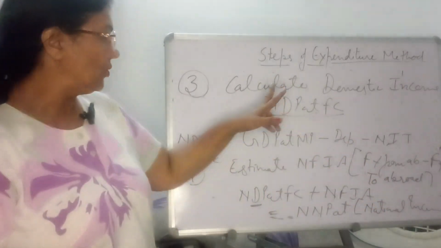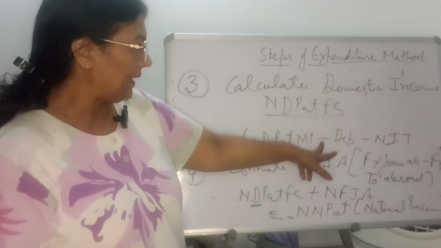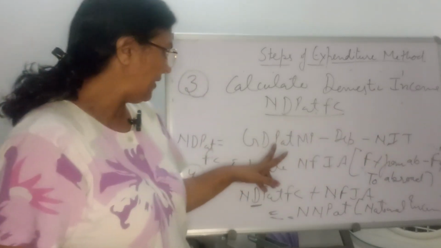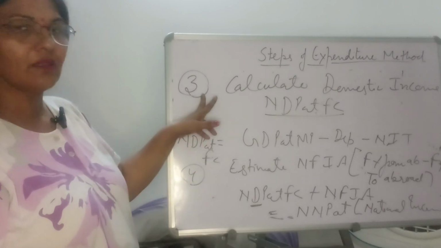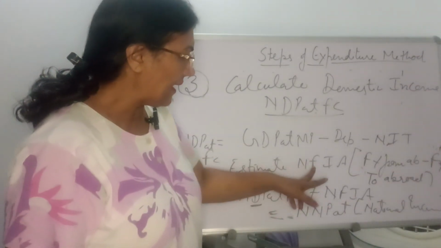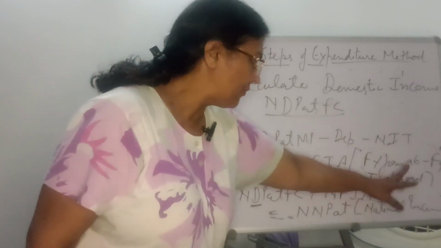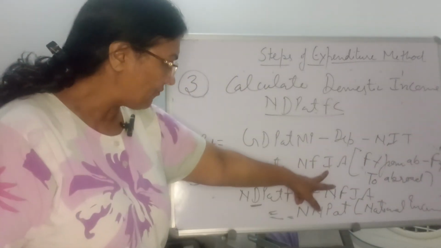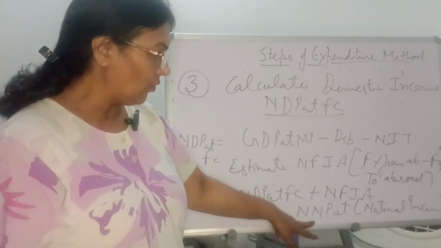From GDP at MP to domestic income, NDP at FC, how? By deducting depreciation and NIT, we convert GDP at MP into NDP at FC. This is the third step. And then estimating NFIA, how? Factor income from abroad minus factor income to abroad. Afterward, we add NFIA to domestic income to arrive at national income.